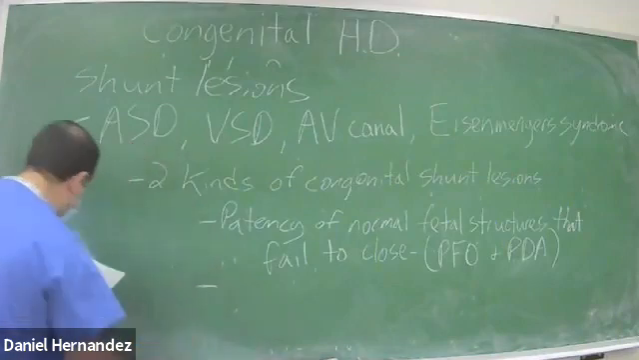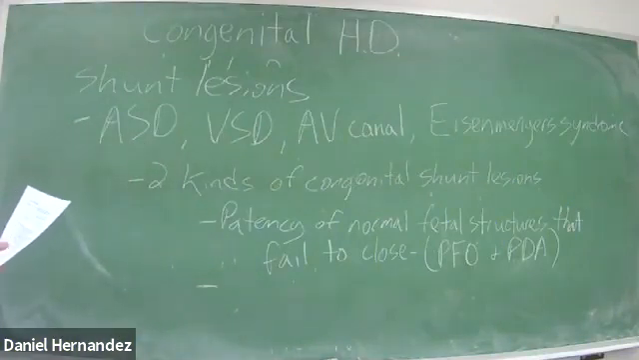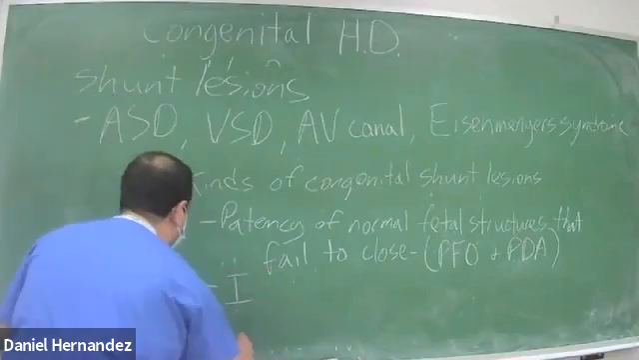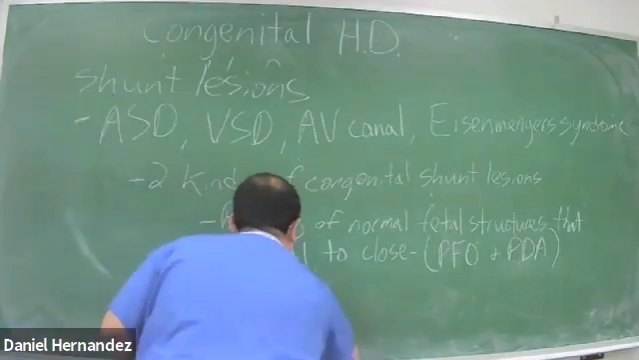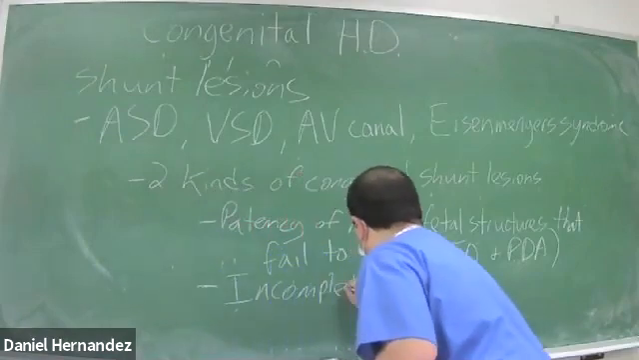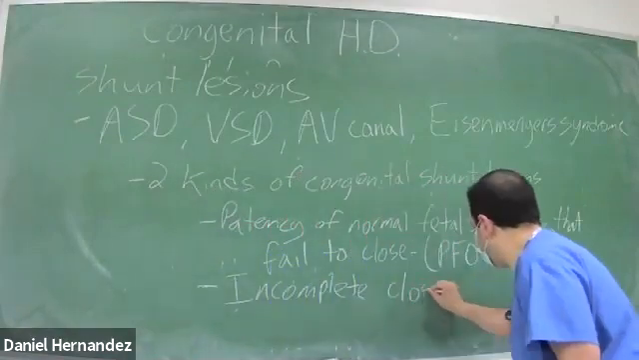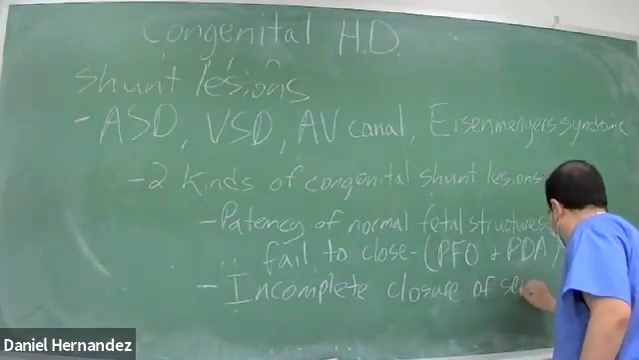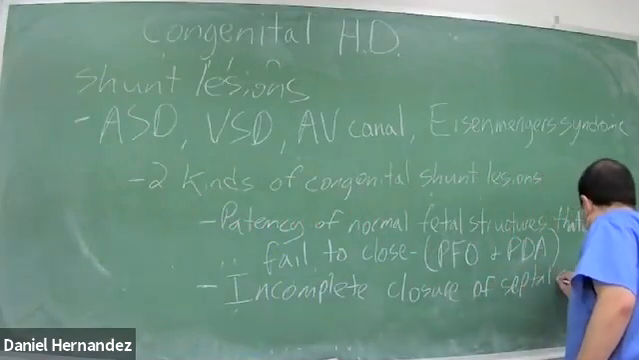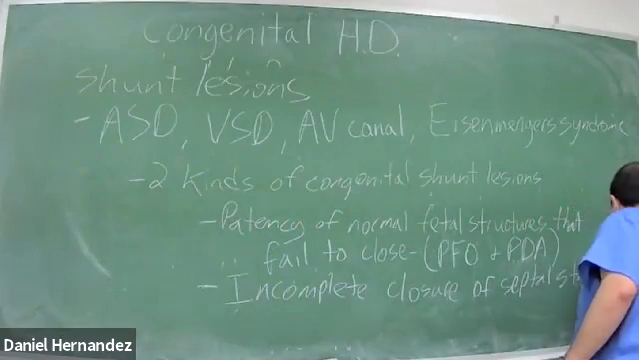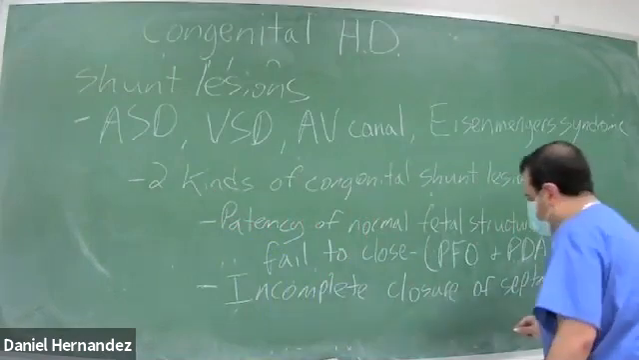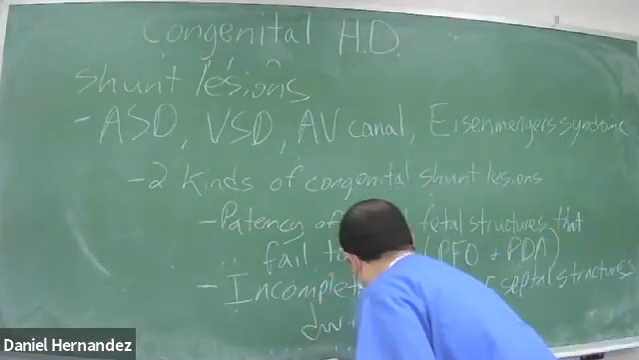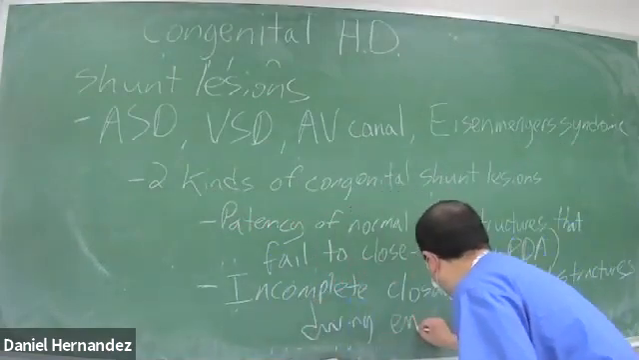And the second kind of shunt lesion is incomplete closure of septal structures during cardiac embryology.